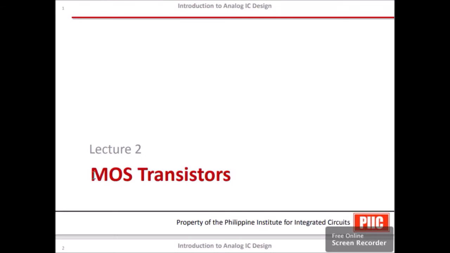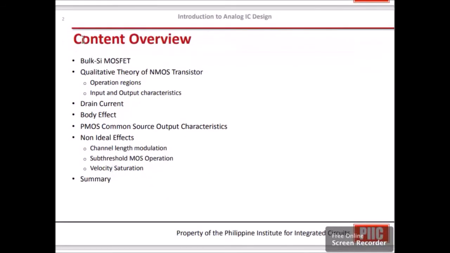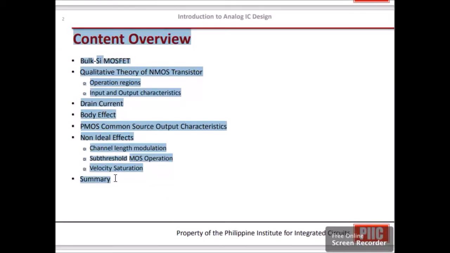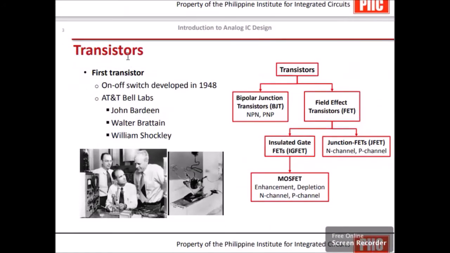So ito na po yung ating transistors. Binigyan ko na kayo ng video before para lang pag nag-discuss tayo dito, more or less na-imagine niyo siya or na-visualize. So this will be a quick one. These are the topics that we will discuss in this material. We'll go over this one by one. So let's have first this transistor.